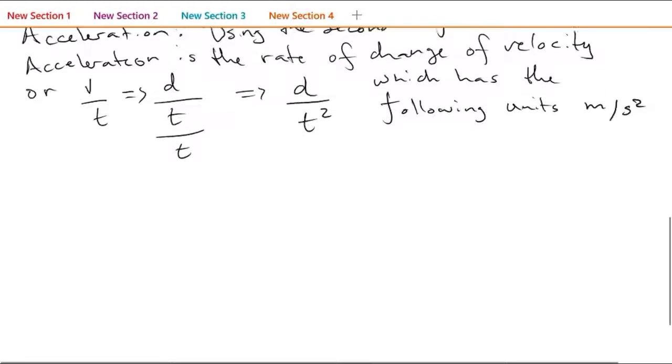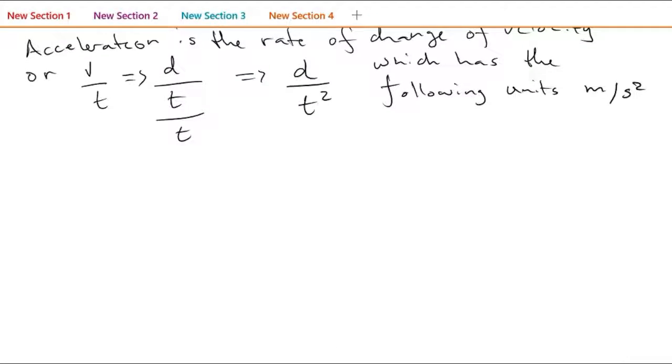Now, there's a small difference between velocity and speed. Velocity is speed that has a direction. Speed is just a general number. That's the difference between them.